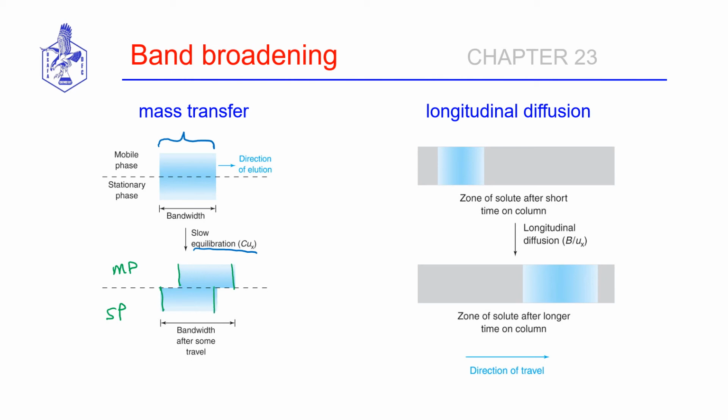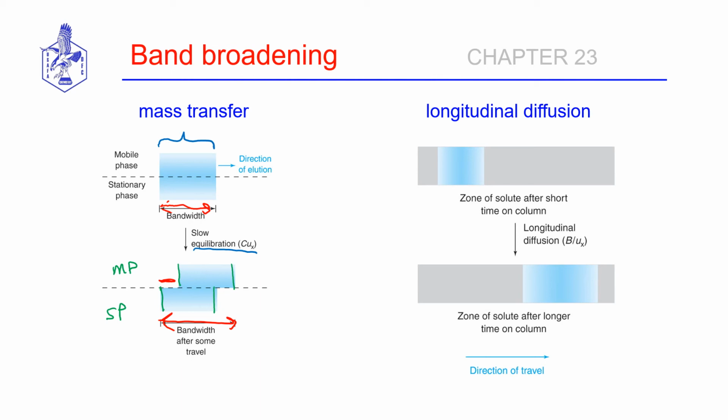So you can see this time frame in which these molecules are lagging. And so the total bandwidth now is big due to mass transfer events. And you can see the before and after. So the width was more narrow up here. After some time, it gets wider as it traverses the column.